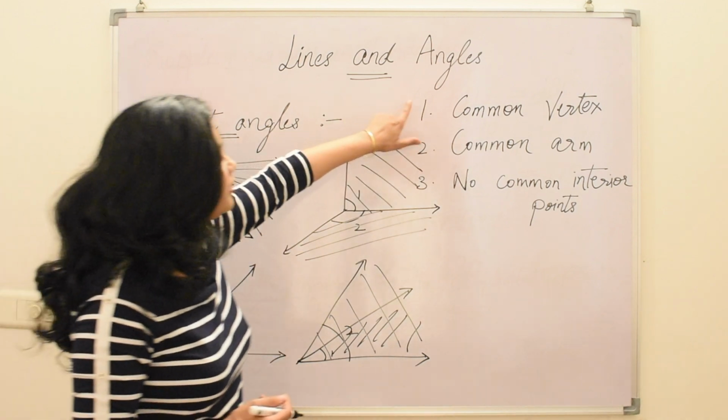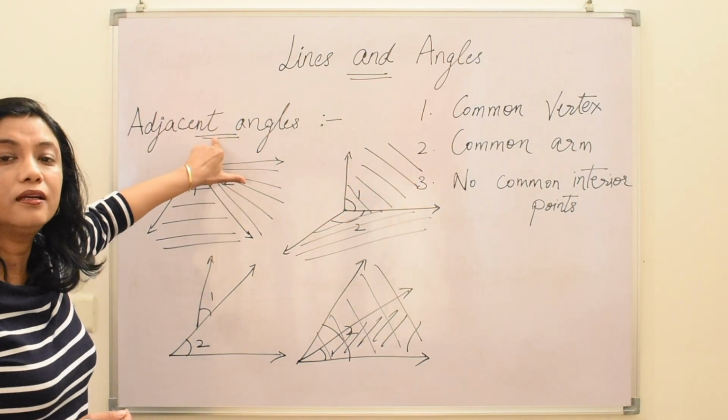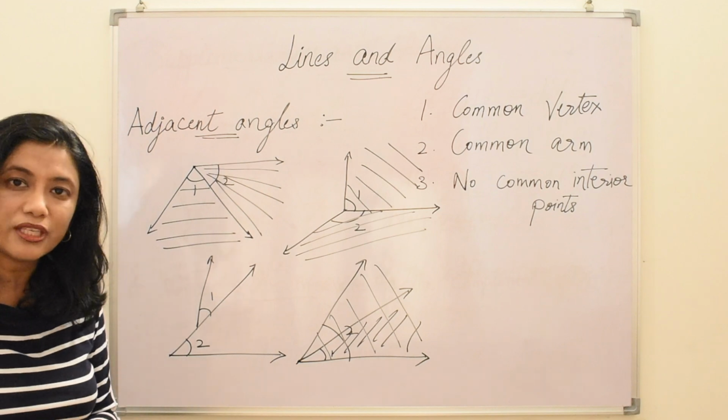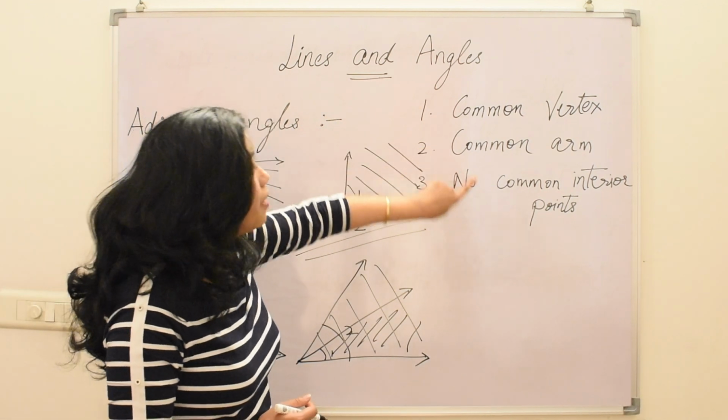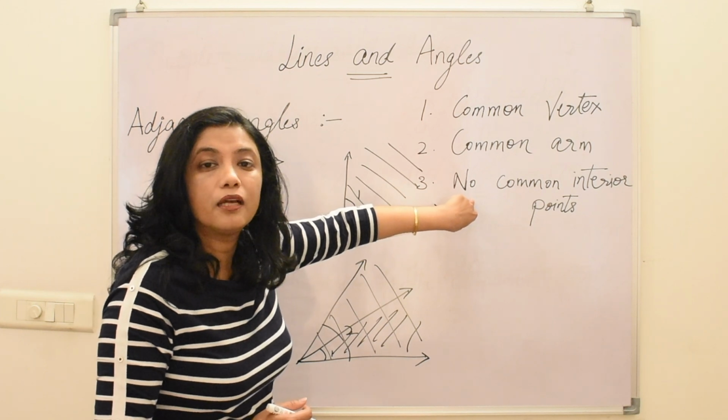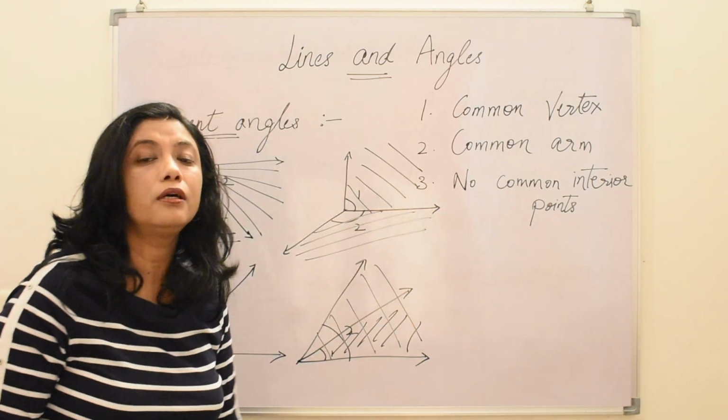So these three things you have to remember in adjacent angles: the angles should be next to each other. They should have a common vertex, a common arm, but no common interior points. They should not have a common interior.